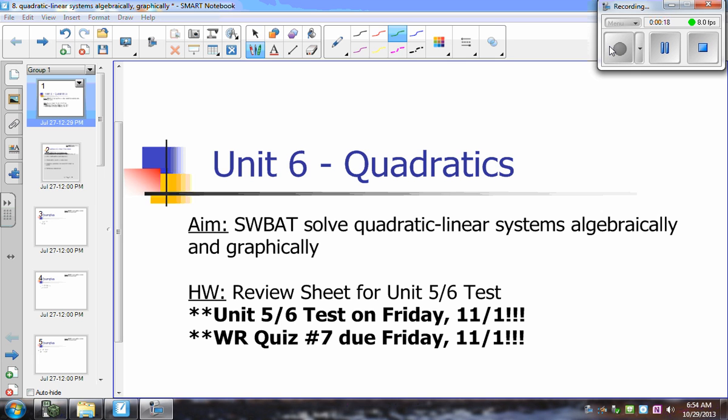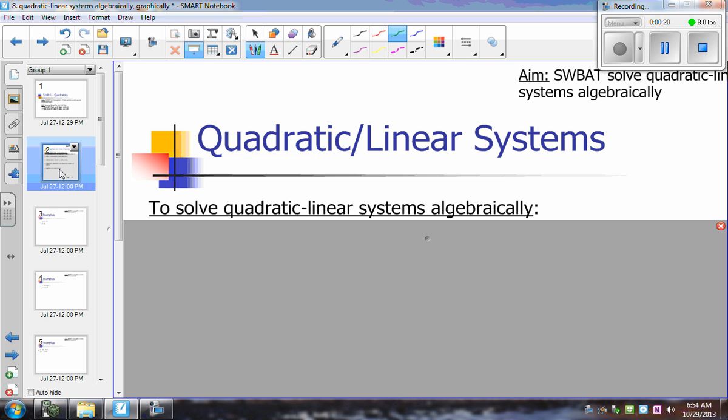Now, when we talk about quadratic linear systems, the name basically says it all. We are talking about finding where a parabola and a line intersect, and thus the name of our quadratic linear system. We're looking at where these two objects intersect. When we do so algebraically, we're finding those points of intersection directly without the visual aid.